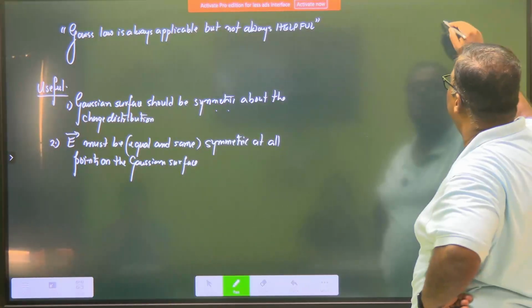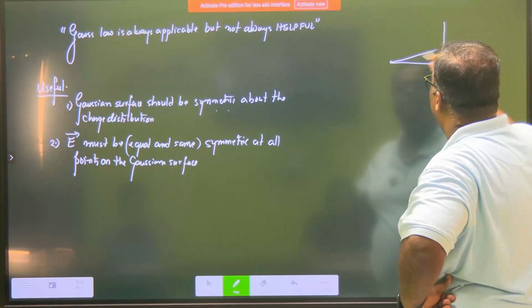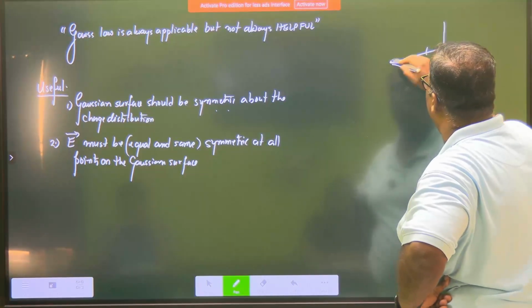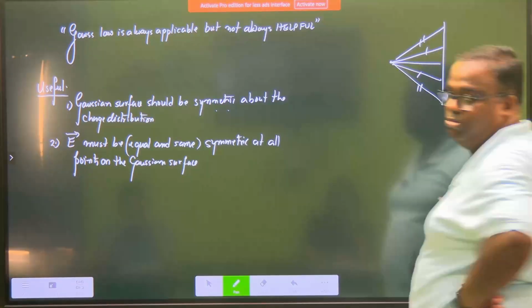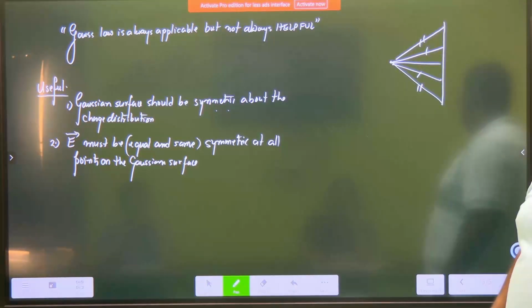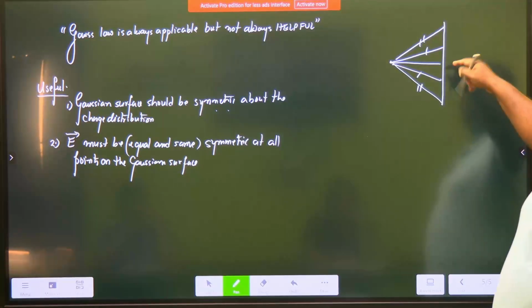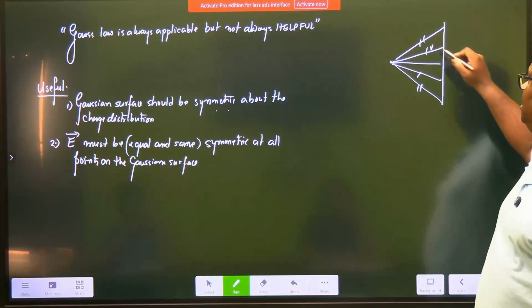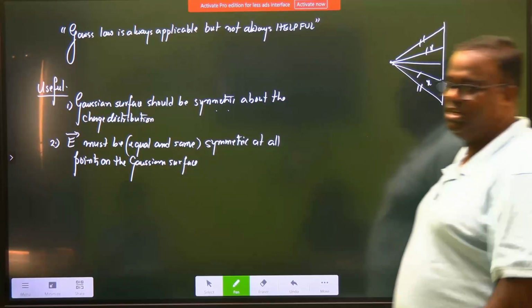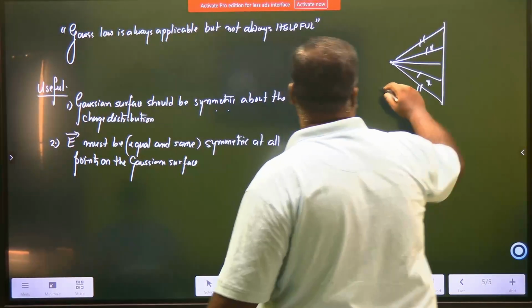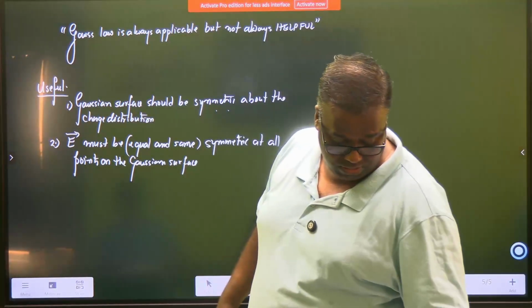It's like this. You are looking here. These two will be same. These two will be same. But this and this won't be same. So at all points, it should be symmetric. If you are say X here, its symmetric point also, you should be symmetric at all points. That's what it's trying to say. The electric field should be symmetric at all points on the Gaussian surface.